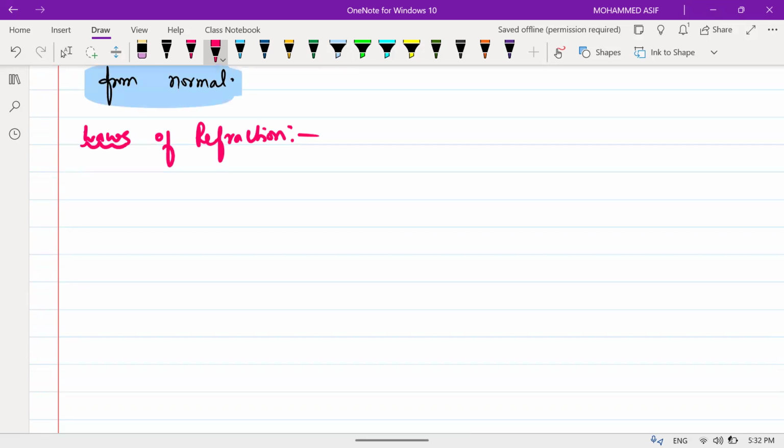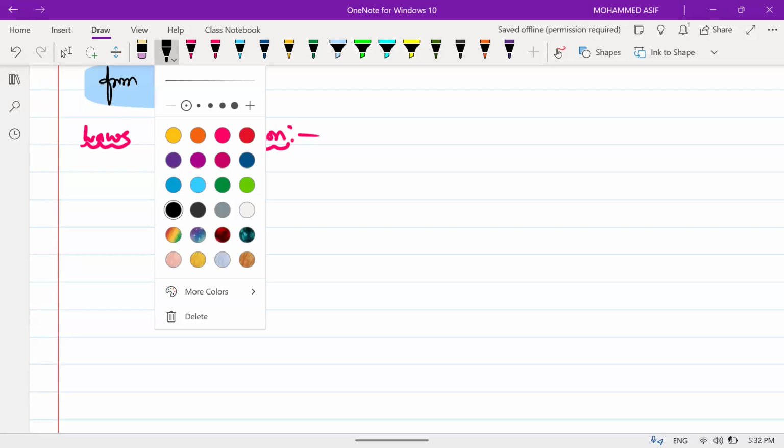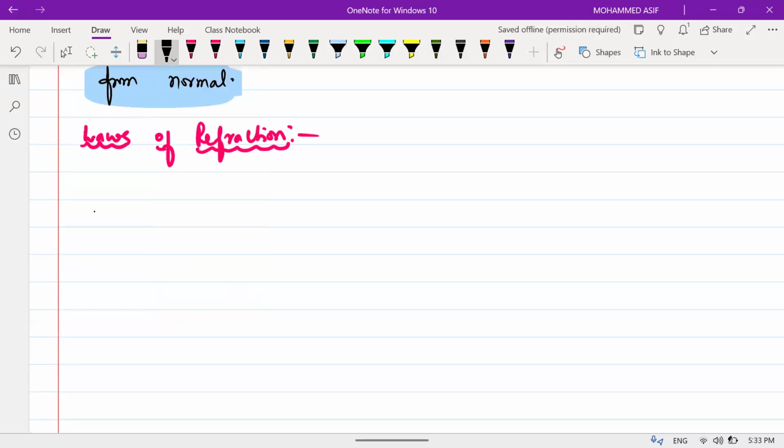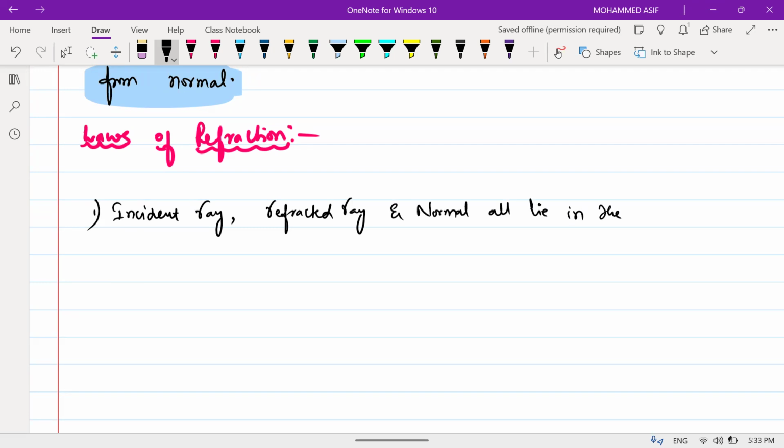What are the laws of refraction? First law says that incident ray, refracted ray, and normal all lie in the same plane.